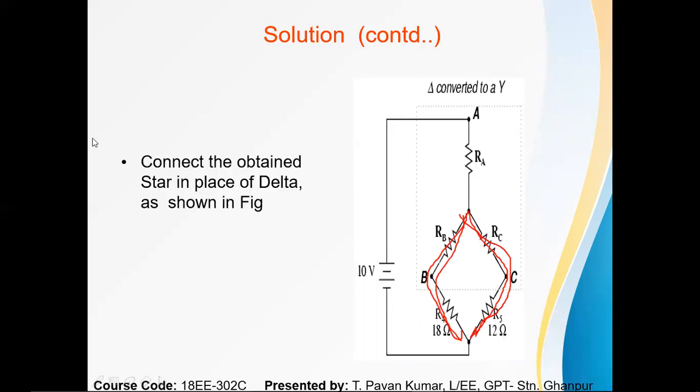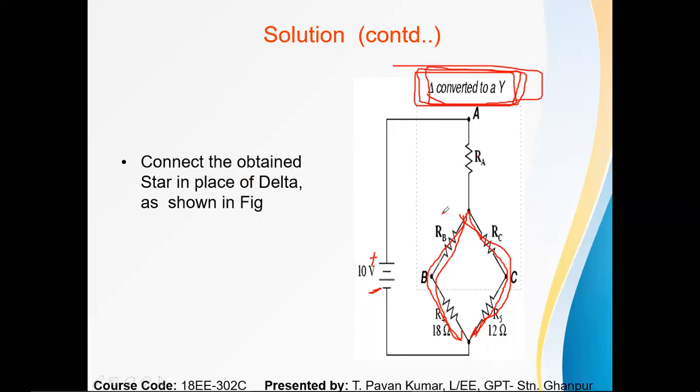Connect the obtained star in place of delta. As of now, I did that only. You should add this plus and minus sign. The signs are very important. Even though there's a delta-star or star-delta model, that doesn't matter about the technique, but signs are very important. Here I converted, you should write clearly: delta connected converted to star. This wording is very important while you are deriving these types of problems, right? Then connect the obtained star in place of delta as shown in figure.